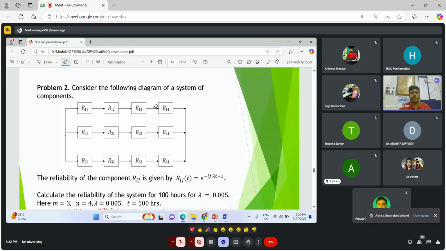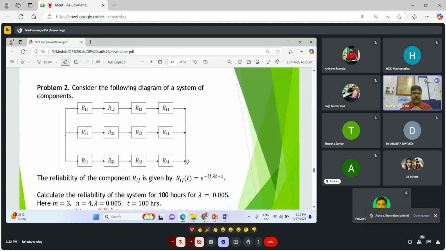So here, each box represents one component. In the first row, there are four components. R11, R12, R13, R14 are the reliabilities of the components. All these components are connected in a series, in a line. In the second row there are another four components, and in the third row there are another four components.